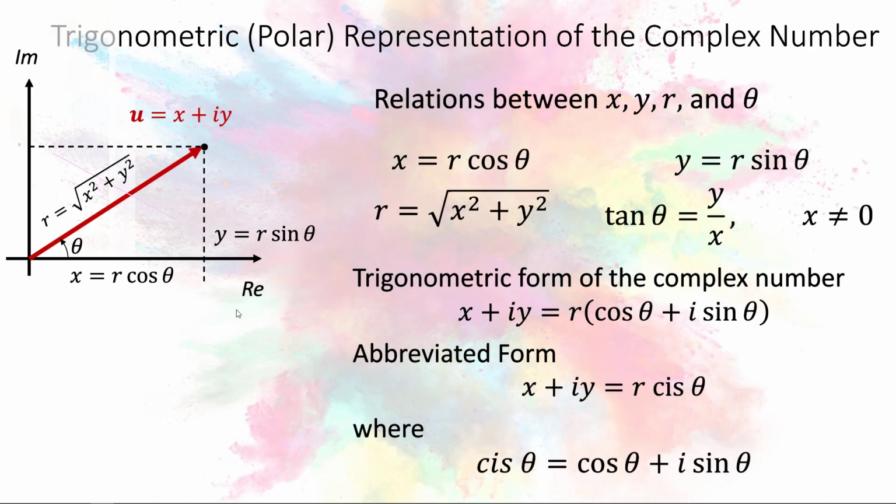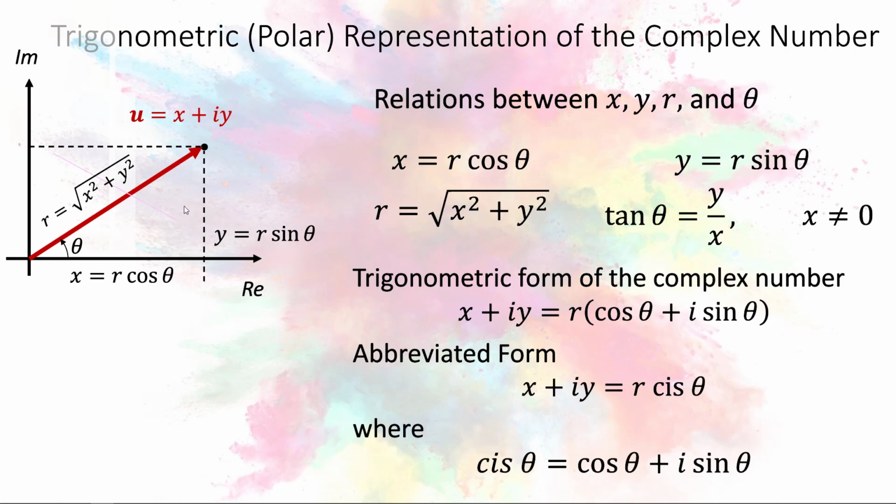Now we want to introduce the trigonometric form, or the polar representation, of a complex number. What we're going to do is take advantage of these relationships. Notice here we have a vector, we can just call it the vector u for the time being, and it comes up to here, and notice that we can form right angles with the horizontal and the vertical projection.